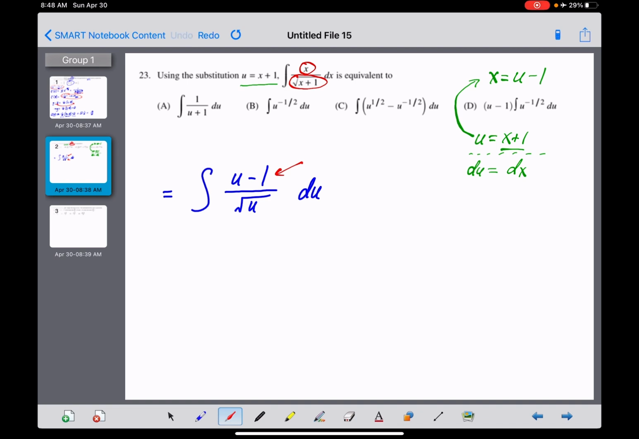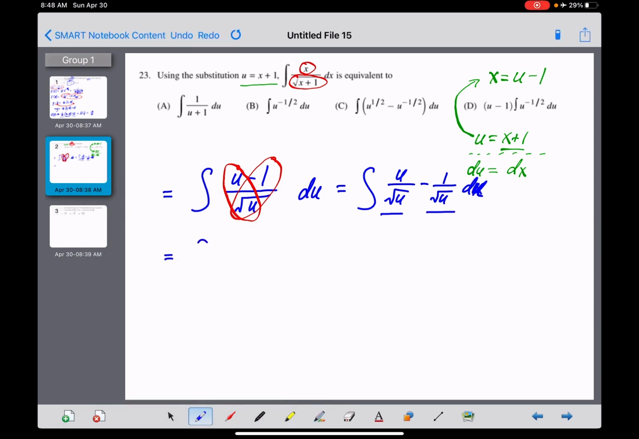So a couple of ways of explaining where we're going right here. What I would probably do is split this numerator and make it u over the square root of u minus 1 over the square root of u. So I guess if you need to write that out, or if it helps to see it, guys, it would look like this: u over the square root of u minus 1 over the square root of u, all with respect to u. And now I'm going to go ahead and simplify each of those fractions.